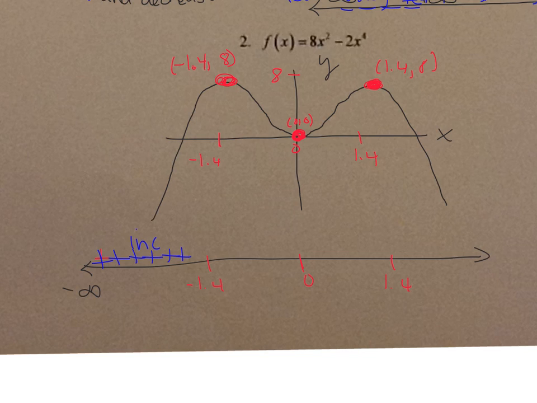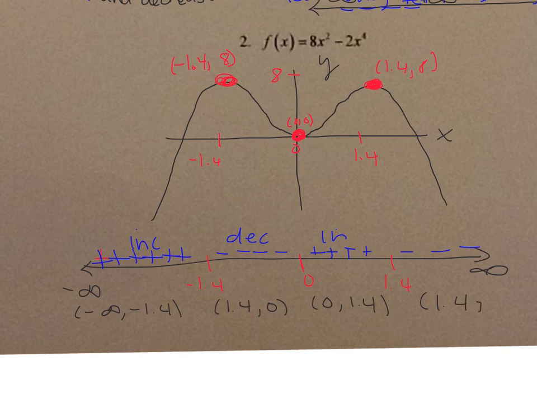It's increase. And then this is decreasing here. So minus, minus, minus, minus, decrease. And then it's increasing again here. Plus, plus, plus, plus. And then it's decreasing here to infinity. Okay, so for the first part, we have from negative infinity to -1.4, -1.4 to 0, 0 to 1.4, and 1.4 to infinity. And then we just have to label it.